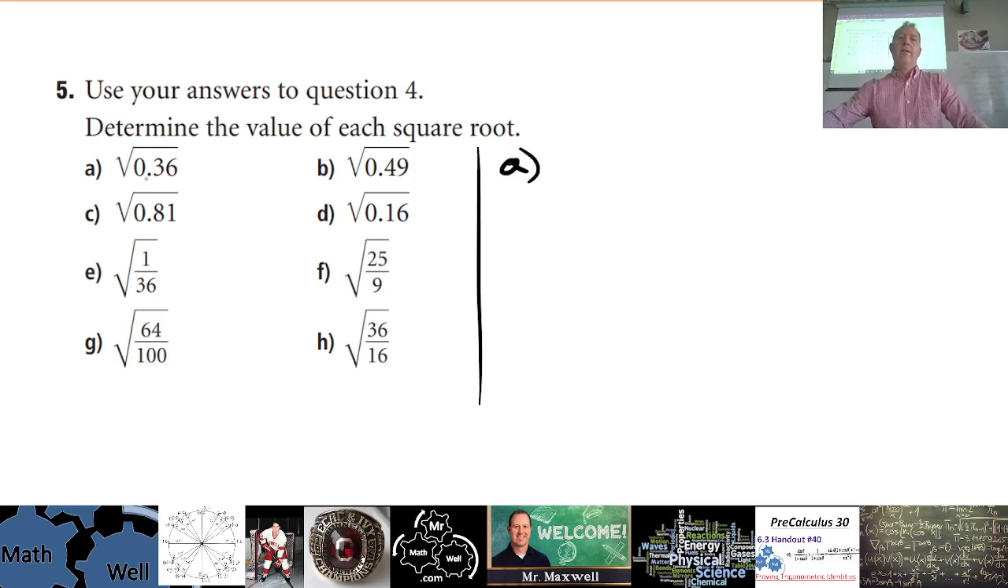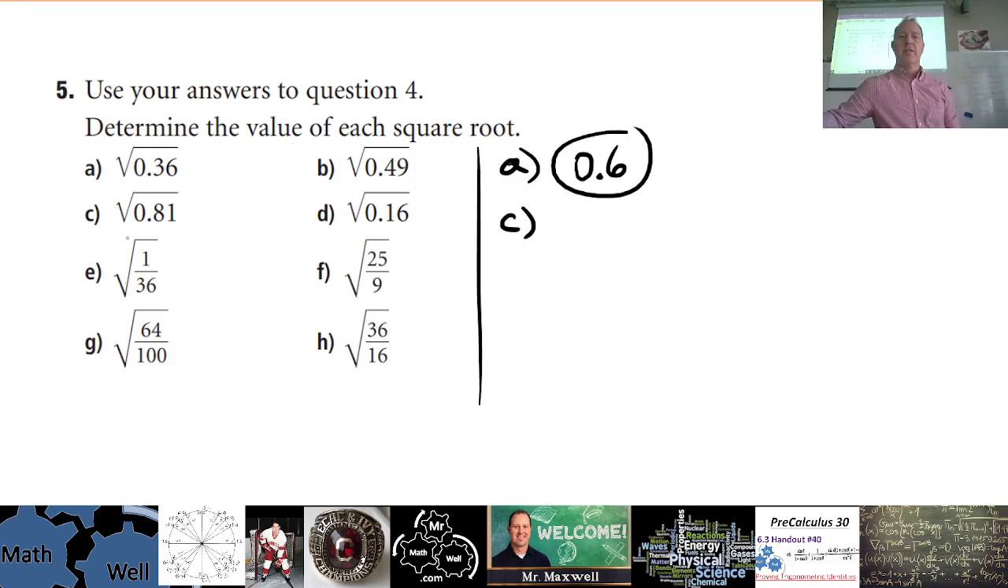For A, the square root of 0.36, what's the square root of 36 as a number? That's going to be 6, right? So I have 2 decimal places here, so that means the square root's just going to have 1. So 0.6 times 0.6 is going to be 0.36, right? 6/10 of 0.6 is going to be just over 3, 0.3. So it's all reasonable.